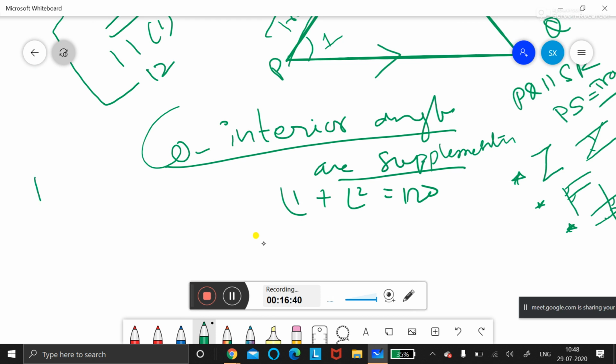Now tell me what are all the properties of parallelism. Quickly, I have 10th standard now. What are the properties of parallelism?